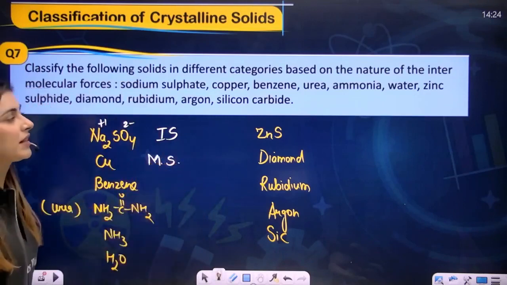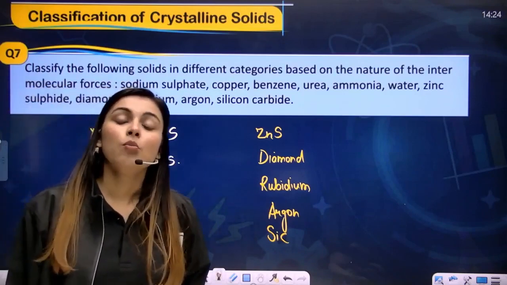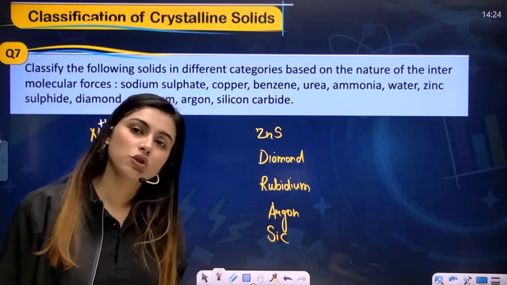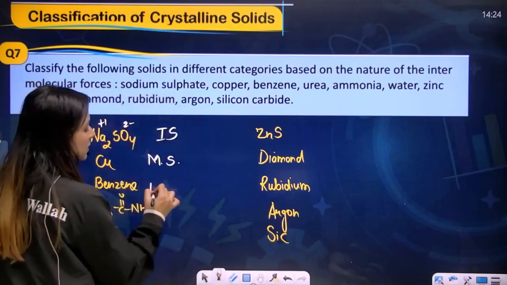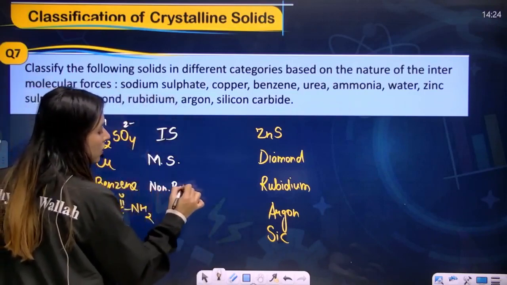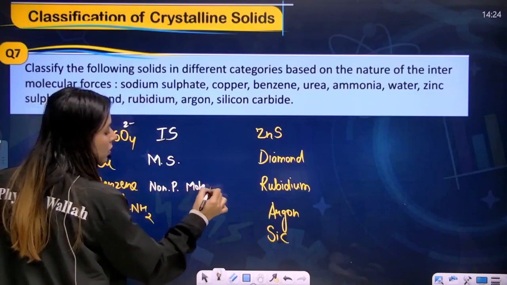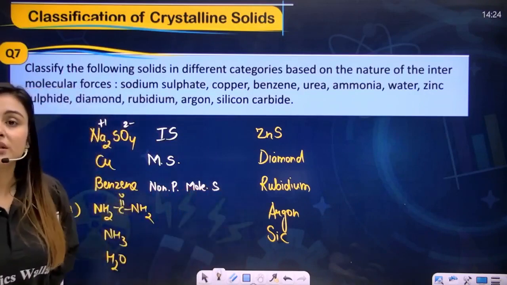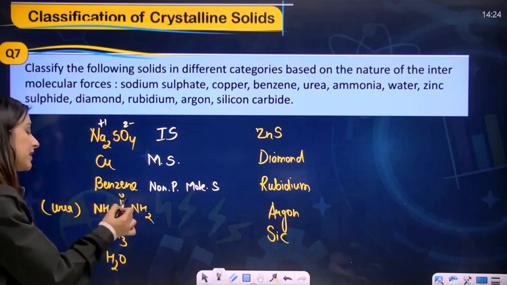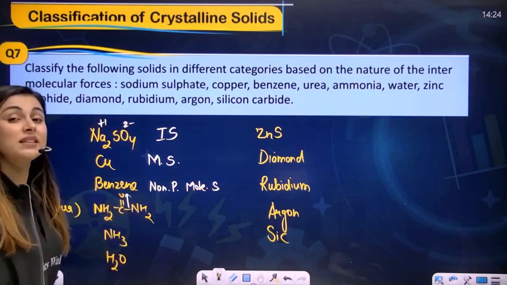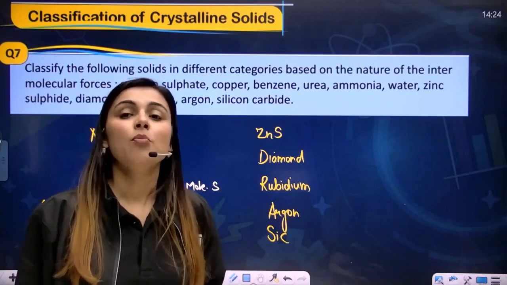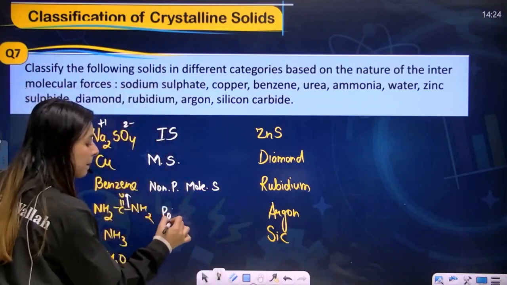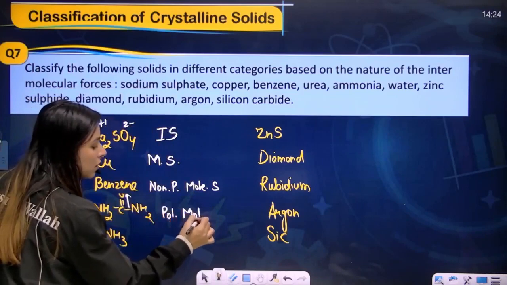Next is benzene, my dear students. Benzene is a molecular solid, and that too a non-polar molecular solid. Okay, so I'll say that it is a non-polar molecular solid. Next is urea. Now, my dear students, if you see here, urea has a dipole present. So it is a molecular solid, but it is a polar molecular solid.